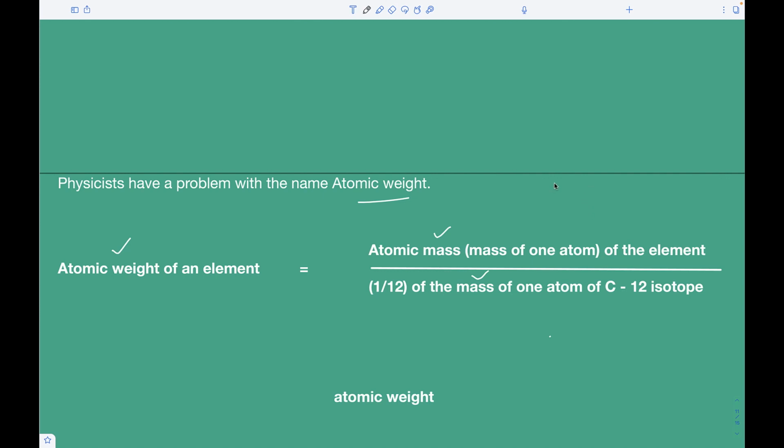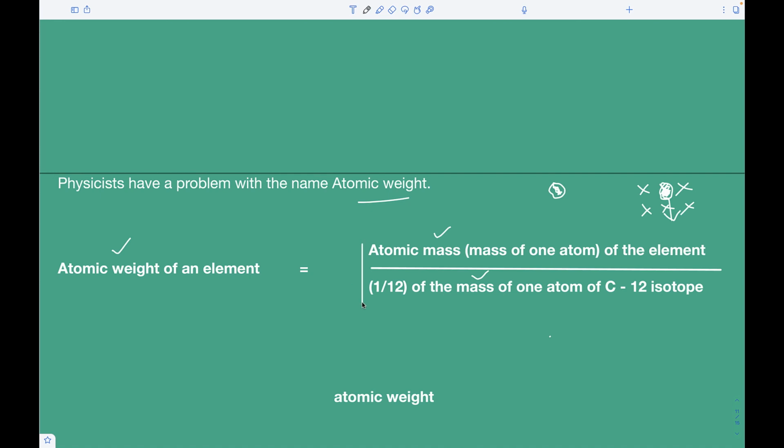Because you know mass and weight are two different physical quantities. Mass is the amount of matter present in an object, and weight is the force experienced by that mass when placed in a gravitational field. So clearly, by atomic weight, we are not referring to the weight of an atom, and on top of that we are actually referring to a ratio.